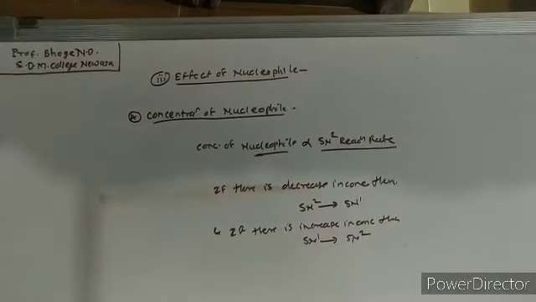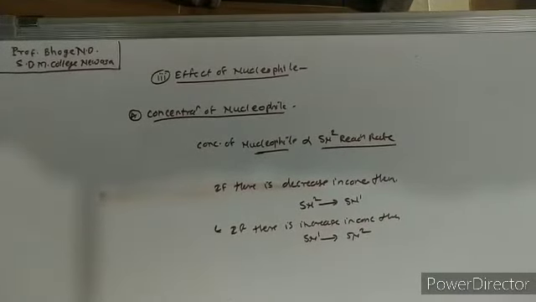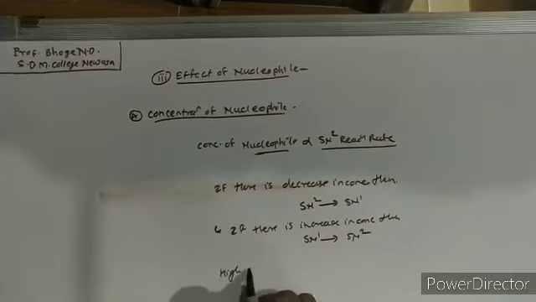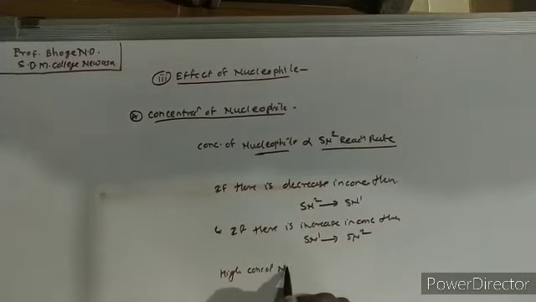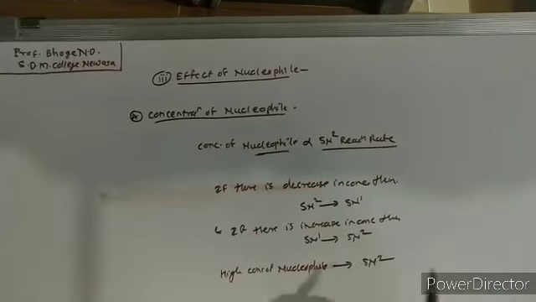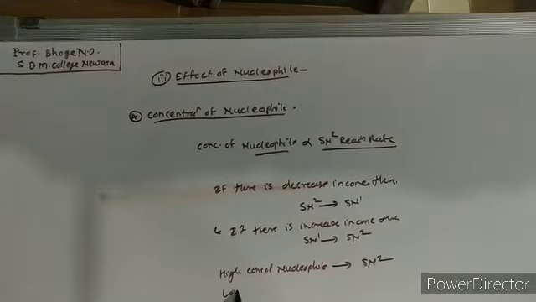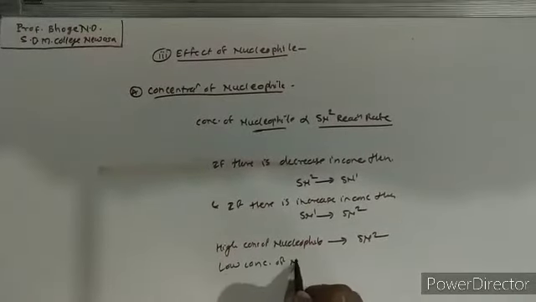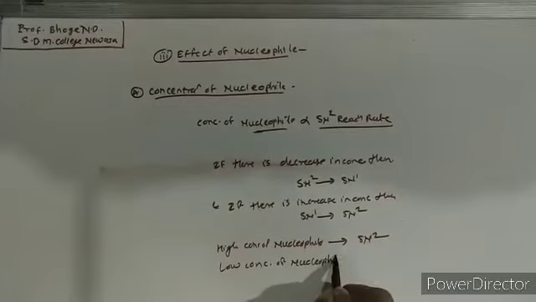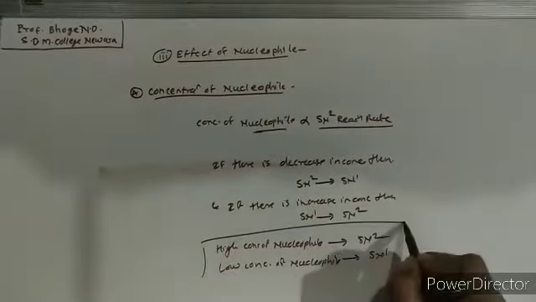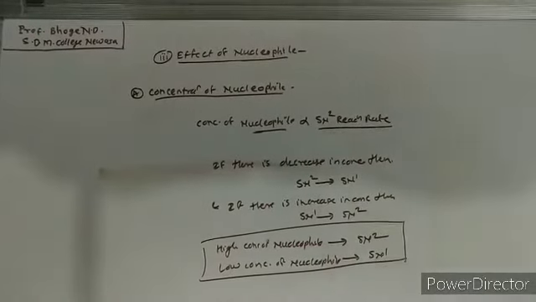From this we can conclude that high concentration of nucleophile favors the SN2 reaction, and low concentration of nucleophile favors SN1. High concentration of nucleophile leads to the SN2 mechanism, and low concentration of nucleophile leads to the SN1 mechanism. These two points can be remembered.